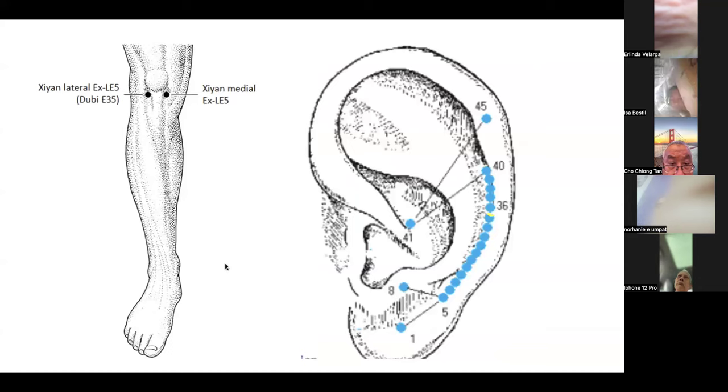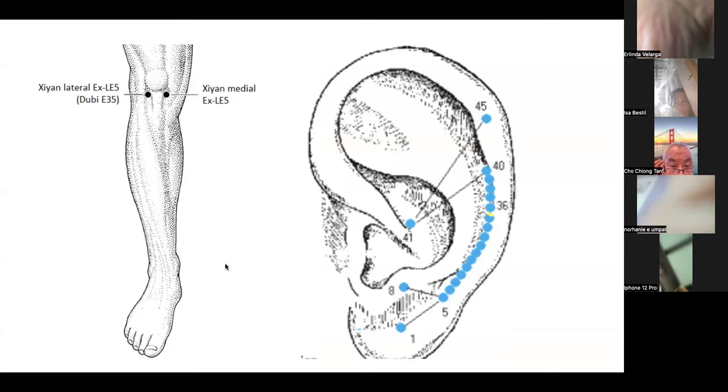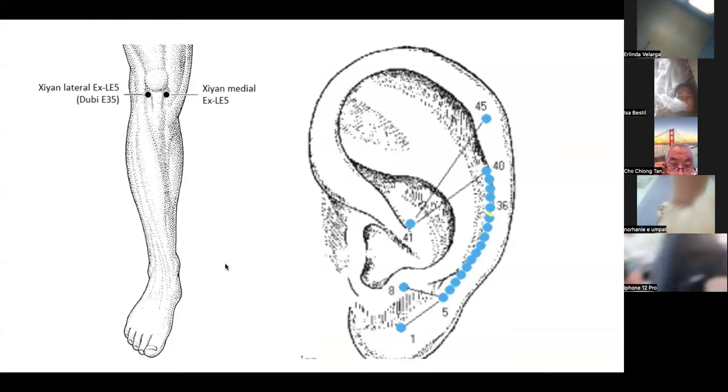Okay, are you familiar with the extra point Shiyan? These are a pair of points in 2 depressions, medial and lateral to the patellar ligament. Shiyan means knee eyes. They are called lateral and medial Shiyan, and the lateral one coincides with stomach 35. Okay, so they are best needled with the knee slightly flexed after placing a small pad under the patient's knee. The Shiyan point should be needled at least 0.5 inch deep.